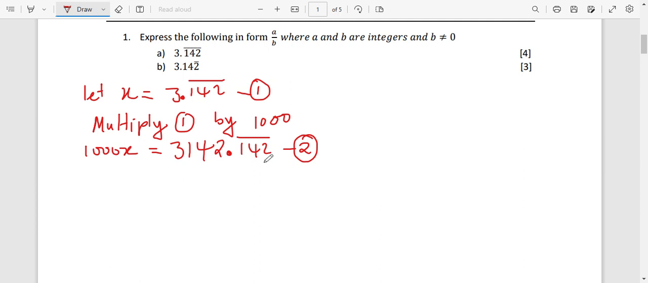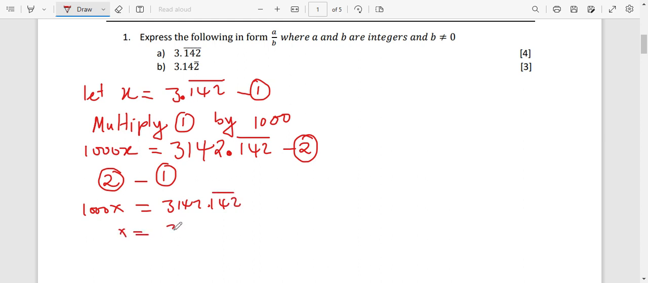Right. After that, you now subtract these two equations: the one where the decimal point is in front of the bar and the one where the decimal point is behind the bar. So what we are going to do is equation 2 minus equation 1. I'm going to write equation 2, that is 1000x being equal to 3142.142 repeating, and then x is equal to 3.142 repeating. So these are the two that we are getting to subtract.